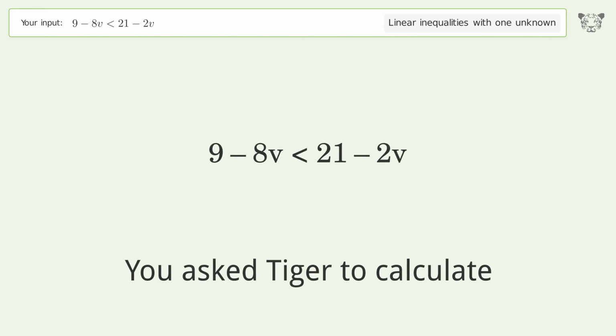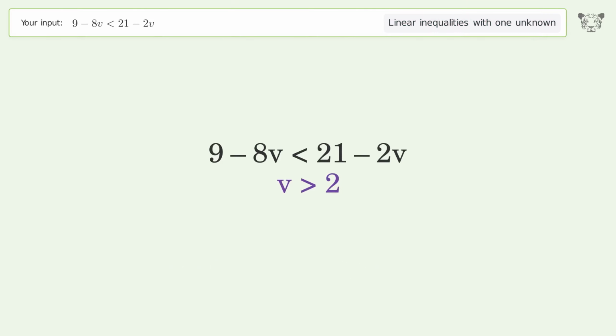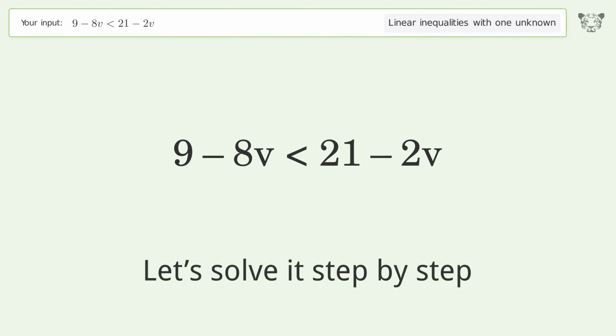You ask Tiger to calculate. This deals with linear inequalities with one unknown. The final result is v greater than -2. Let's solve it step by step.